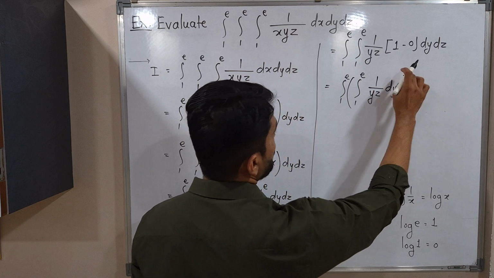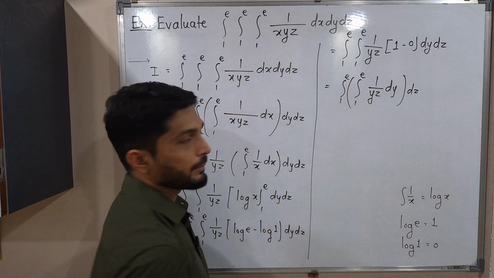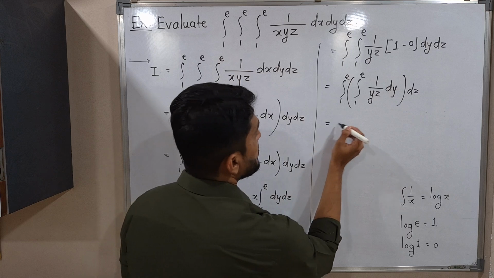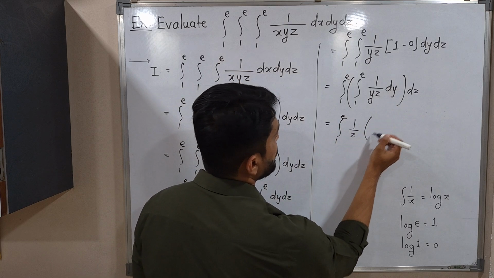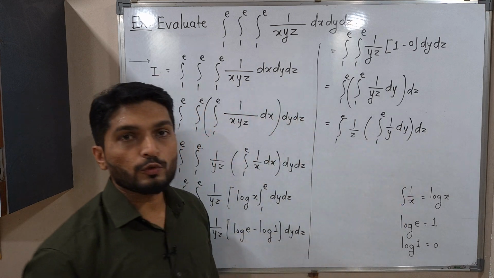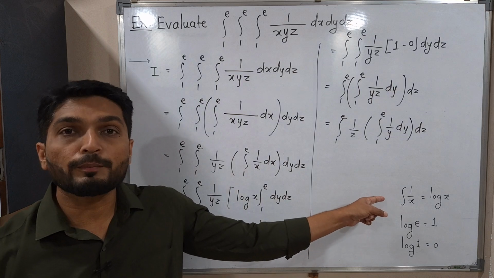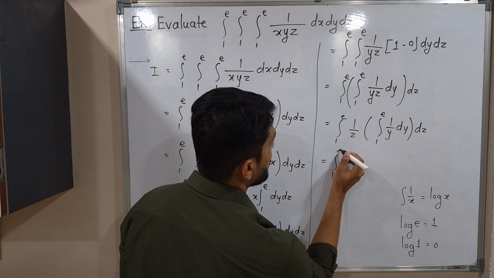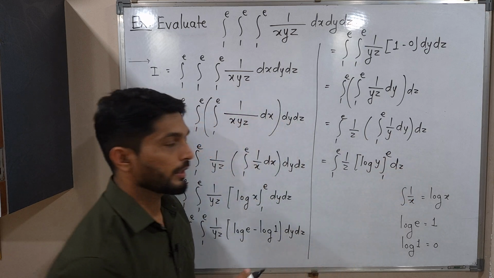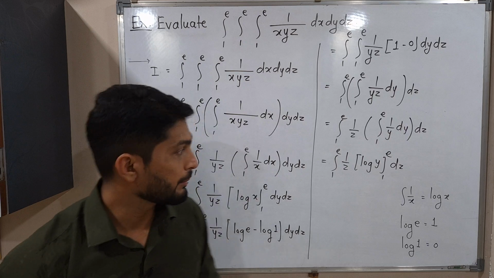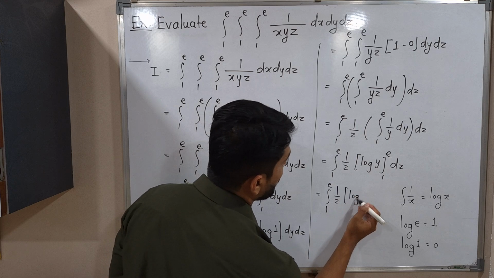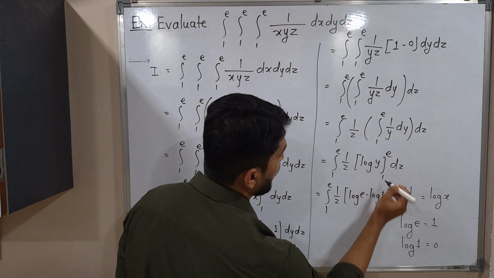We are solving the middle integration, so that's why I have drawn the bracket. We focus on this integration only, which is with respect to y. With respect to y, z is constant, so we can take it outside. It is in the denominator, so 1 by z will come outside. Integral 1 to e of 1 by y dy dz. What is the integration of 1 by y? Same formula, log y. So integral 1 to e of 1 by z, log y with limits 1 to e, dz. After that, we put the upper limit e, then the lower limit 1: 1 by z, log e minus log 1, dz.